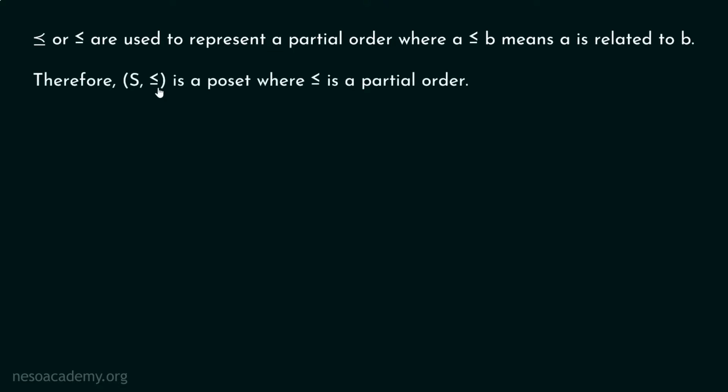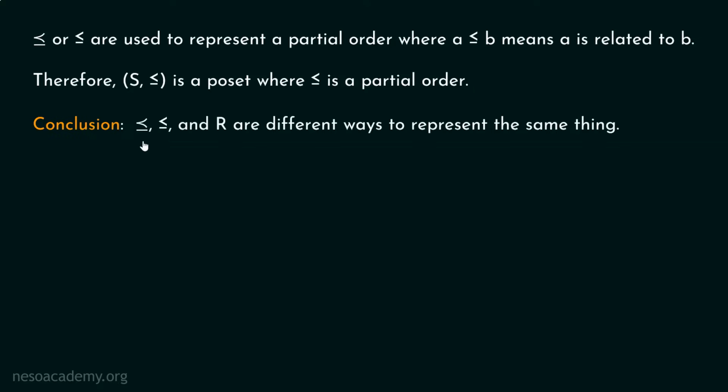Therefore, S comma less than or equal to is a poset where less than or equal to is a partial order. In this poset, this is a relation and this represents a partial order. Conclusion is that these three symbols are different ways to represent the same thing. Isn't that so? R, less than or equal to, and a symbol similar to less than or equal to are different ways to represent the same thing.